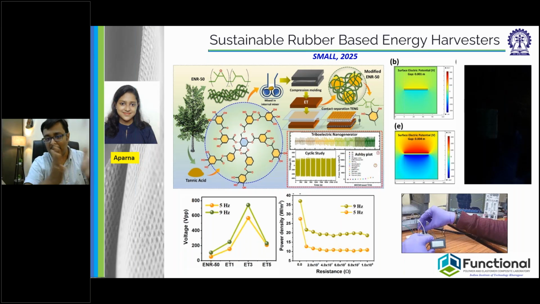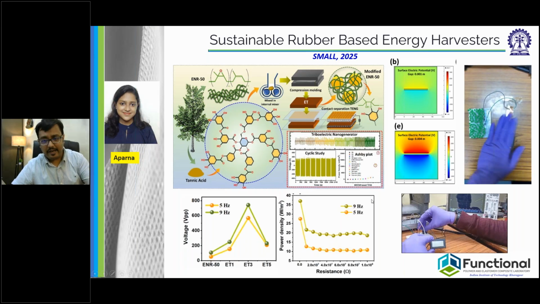When they come in contact with each other, they generate a lot of electrons, and you can see that it is generating a mammoth power density, close to 37 watts per meter square. So every meter square of this material is going to generate around 37 watts. So it's a phenomenal material for generating self-powered materials.